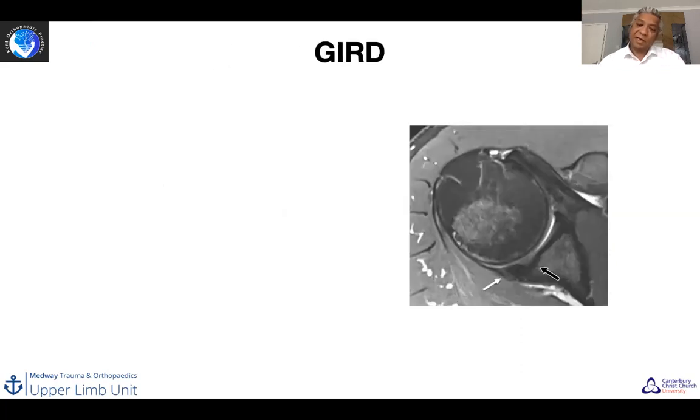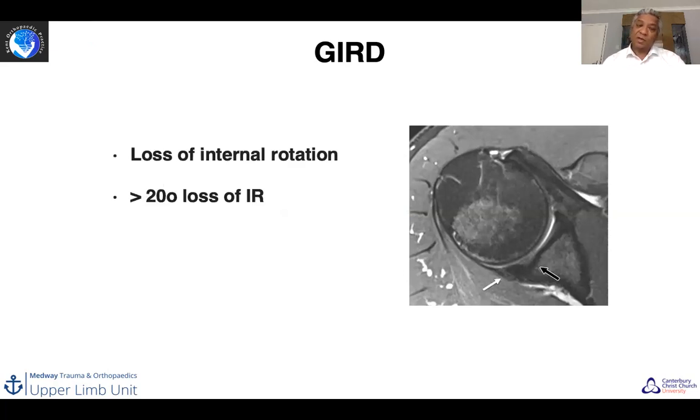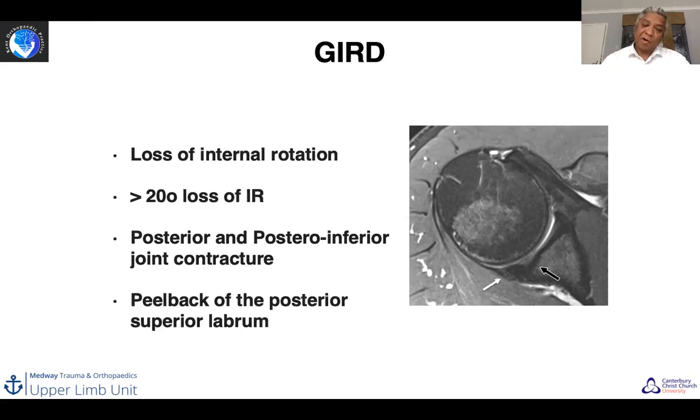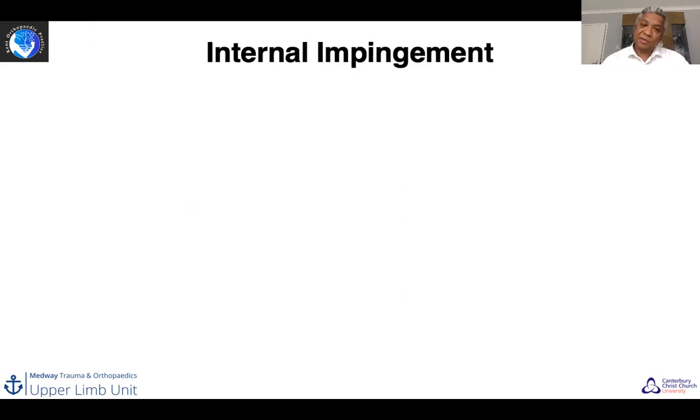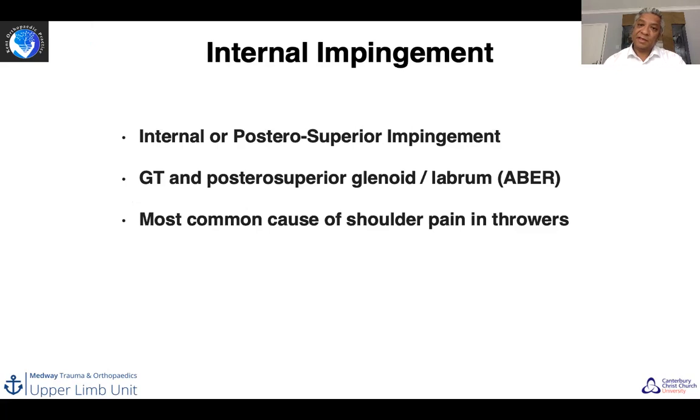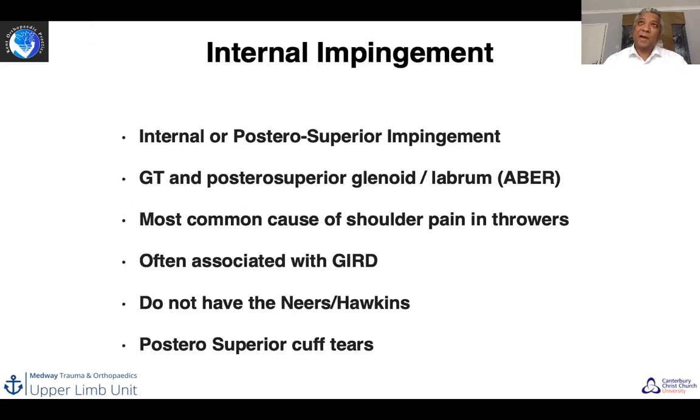There are various features that one can see. Clinically, there is loss of internal rotation. More than 20 degrees loss is considered pathognomonic of GIRD or internal impingement, and I'll show you a bit later how to assess that. There is posterior and posterior inferior capsular contracture. Often there is an associated peel back of the posterior superior labrum. The greater tuberosity and the posterior superior glenoid labrum is where the effect is, and is the commonest cause of the pain in throwers.